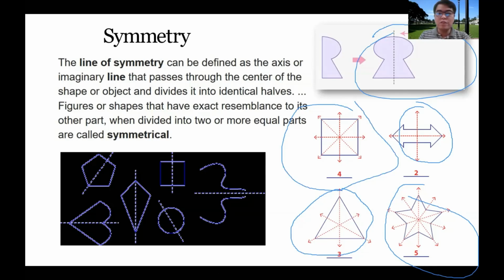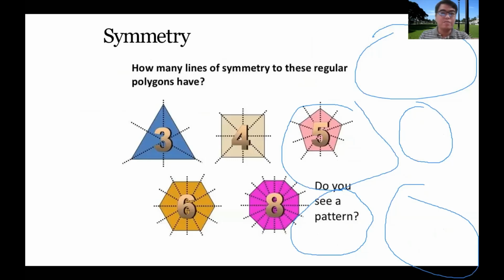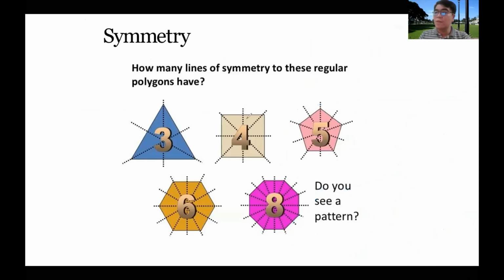So what can you observe? How many lines of symmetry could regular shapes, or regular polygons, have? If we look at this figure, we see that the triangle has 3, the square has 4, the pentagon has 5, the hexagon has 6, and the octagon has 8. So do you see a pattern? Yes, indeed. The number of equal sides reflects the possible number of symmetrical lines that could be drawn in it.